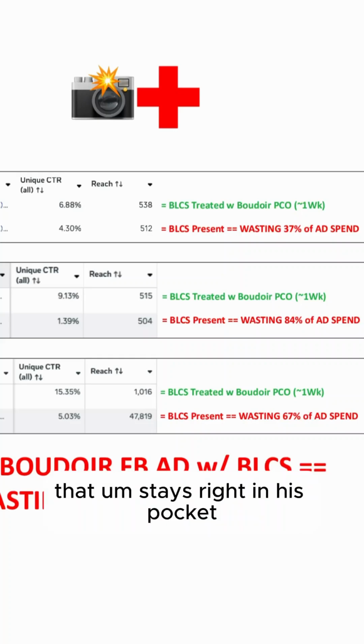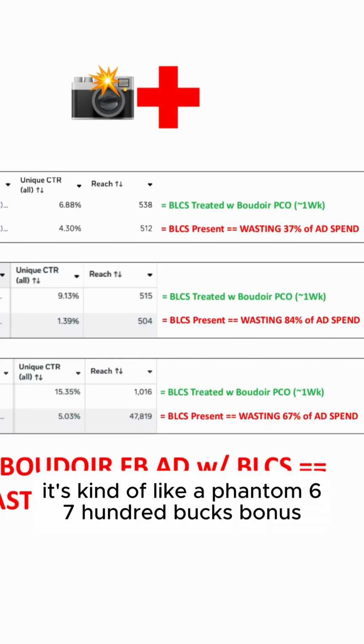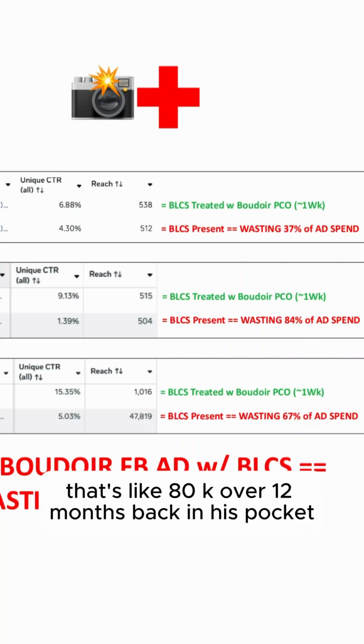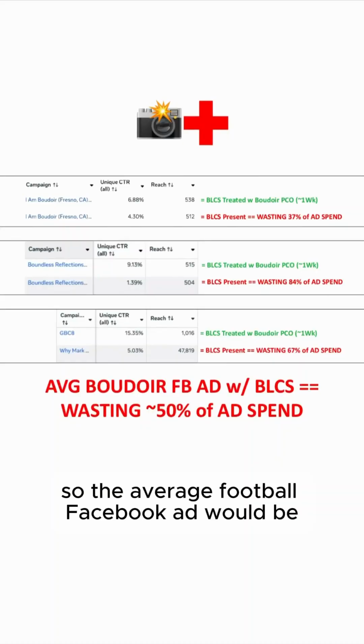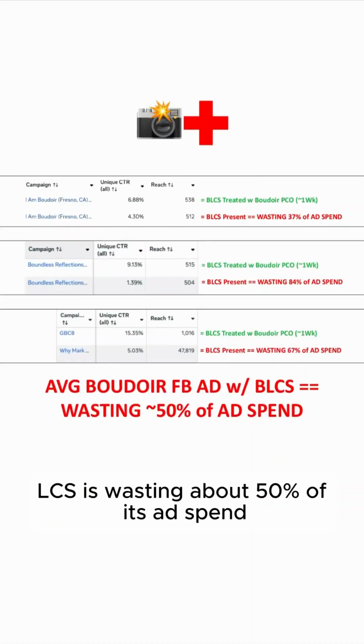That stays right in his pocket. It's kind of like a phantom $6,700 bonus every single month. That's like $80K over 12 months, back in his pocket, and he doesn't have to service a single client. So the average Boudoir Facebook ad with BLCS is wasting about 50% of its ad spend.